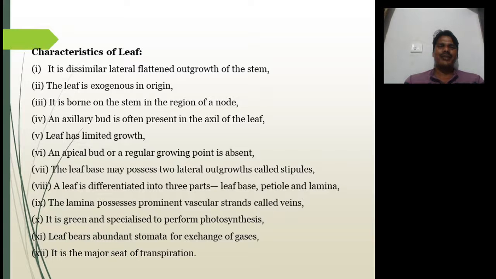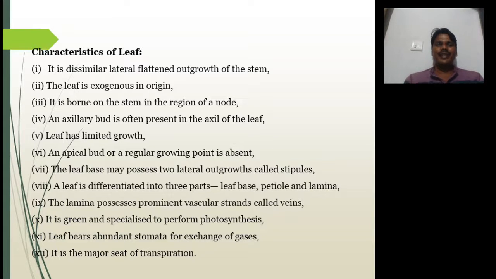The next point: the leaf has limited growth. There are limited growth and unlimited growth. What is limited growth? First of all, the leaf is of limited size, and an apical bud or regular growing point is absent. The leaf base may possess two lateral outgrowths called stipules. The first outgrowth is upon the main stem and the small outgrowths are called stipules.